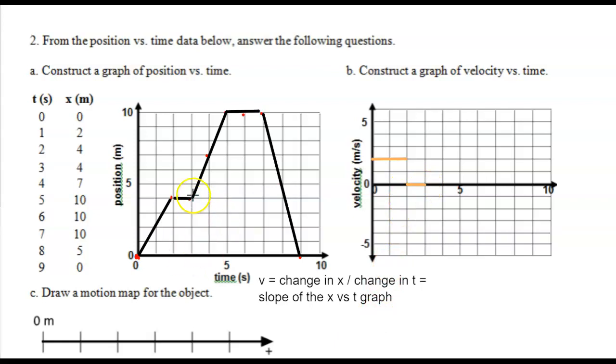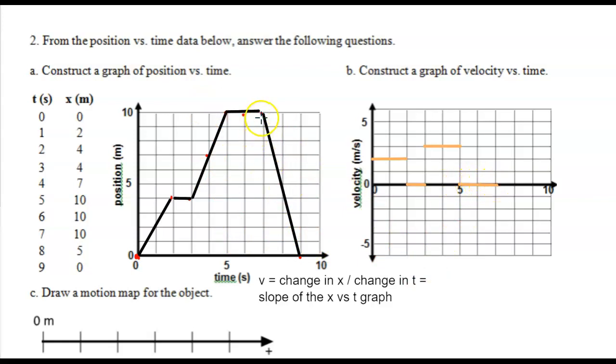And then from here, it goes from 4 up to 10, so that's a gain of 6, and we're going to divide that by 2, so that's a +3. And that looks like that's from 3 to 5. Then we're back where we have stopped again. We're at the same location, so from 5 to 7, and back at 0.